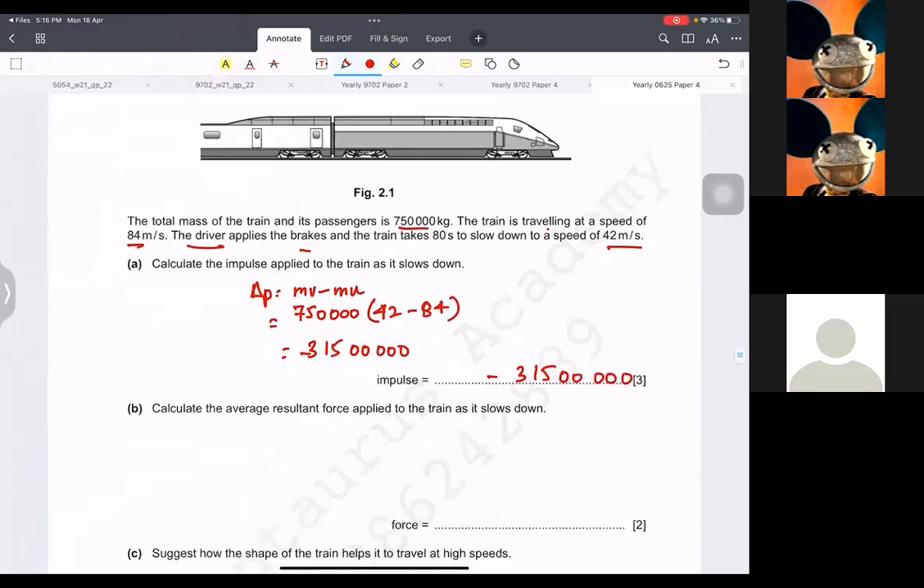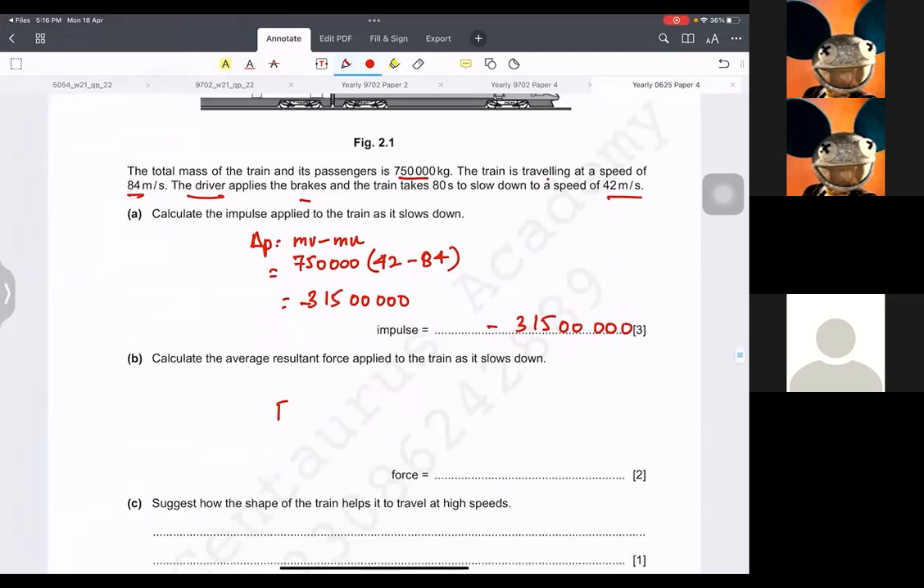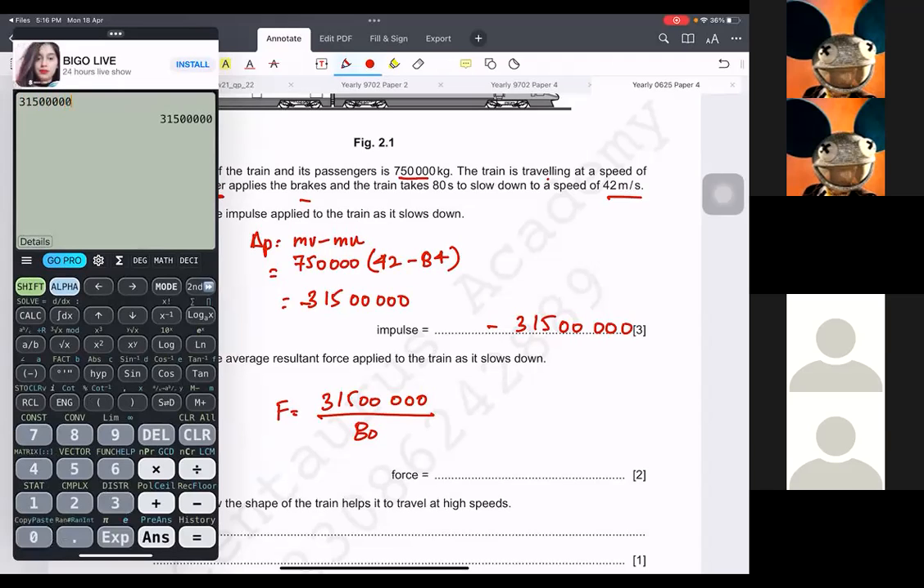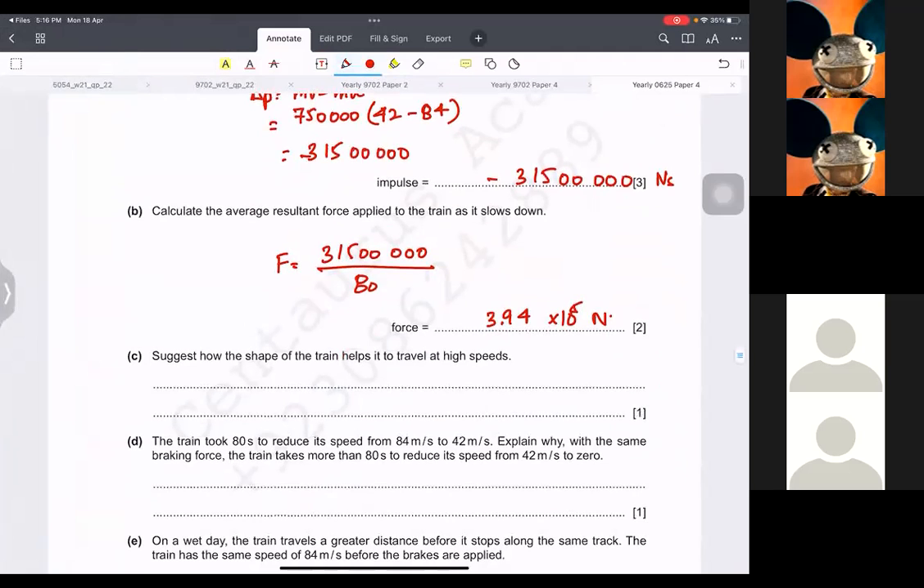Now it says calculate the average resultant force on the train. On the train means now we have to take it positive, divided by time, which was 80. The force is change in momentum over time. That is 3.93 or 4 times 10 raised to 5 newtons. This will be Newton second units. Okay, don't forget it.